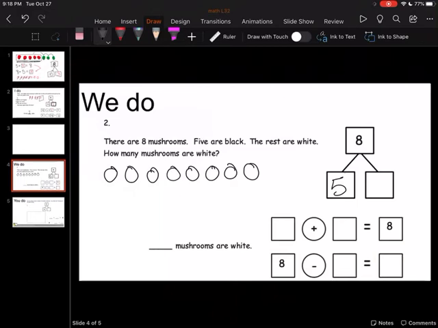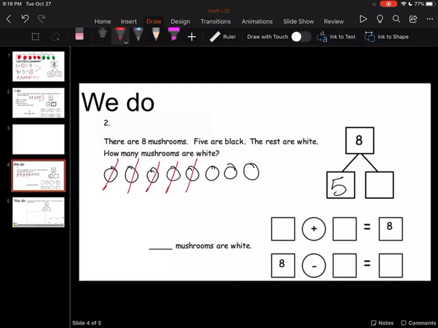Ooh, okay. I'm going to use subtraction first to help me solve this problem. So we have 8 mushrooms, and we know 5 of them are black, and the rest are white. We're trying to figure out how many mushrooms are white. So what should we do with those 5 black mushrooms? Cross them off. 1, 2, 3, 4, 5. We don't want those mushrooms. We're trying to figure out how many mushrooms are white.